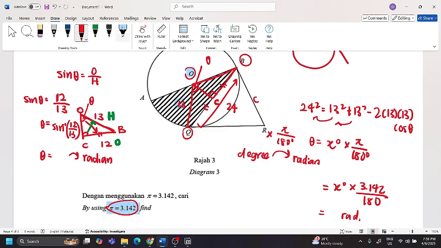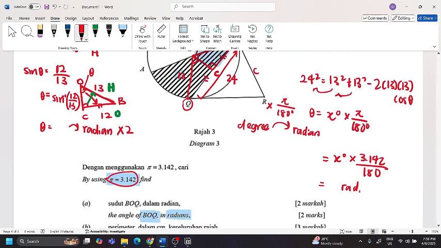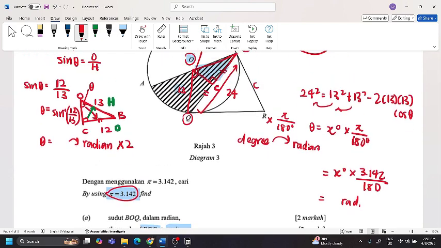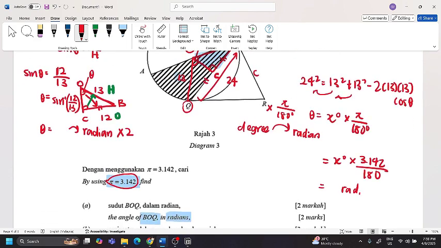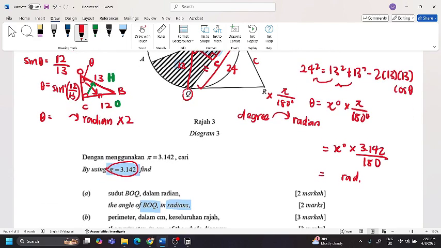No. You only find what? You only find half of it. You need to find another half. So after you get the angle, you need to do what? Times 2. Then you find the answer. So you can have 2 methods of solving part A. Usually I prefer doing the cosine rule, but doing this is also okay. But just remember to times 2 for your final answer.